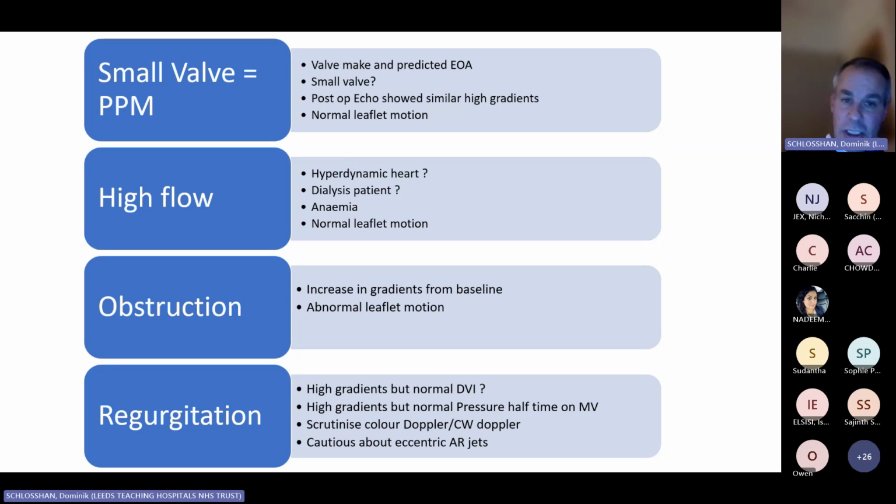High flow: are there conditions of a hyperdynamic heart? Are the leaflets working fine, or is it a dialysis patient? Is there any reason? Look at that. Usually in a hyperdynamic heart, you can see it. The ejection fraction will be 65, 70, 75%, and the velocities will be high everywhere. Is there an obstruction? Is there an indication of an increase in gradient from baseline? Again, compared to baseline, is there abnormal leaflet motion? Regurgitation: look at high gradients with a normal DVI, and scrutinize the Doppler. But they're the 4 scenarios, really.